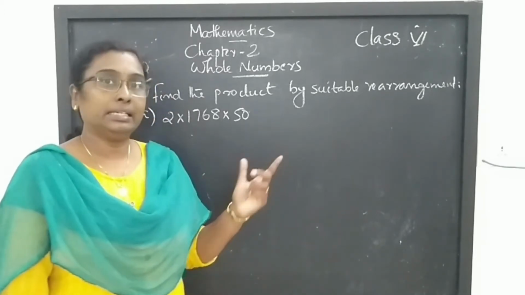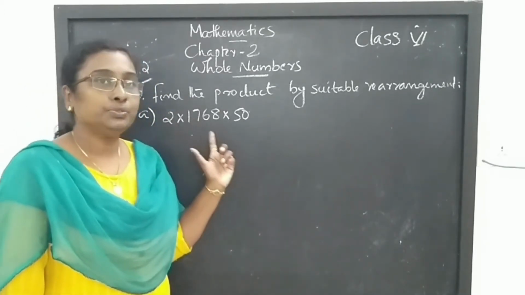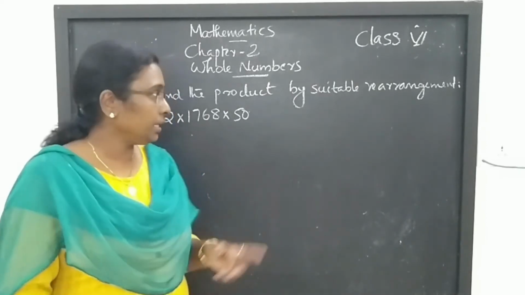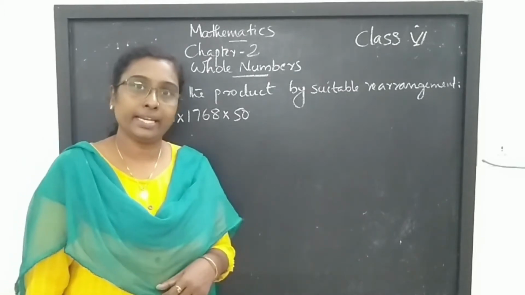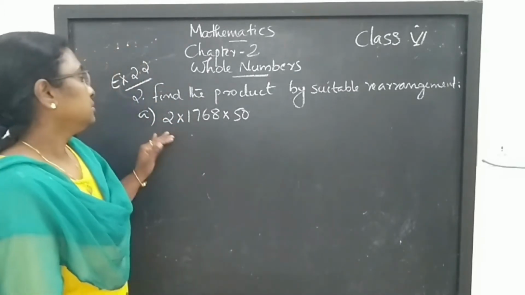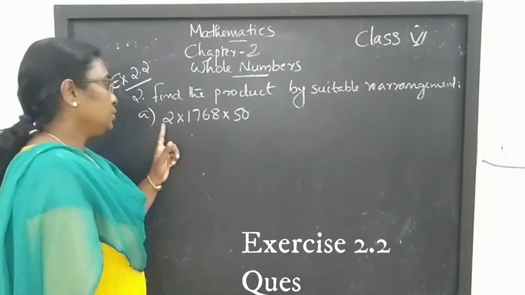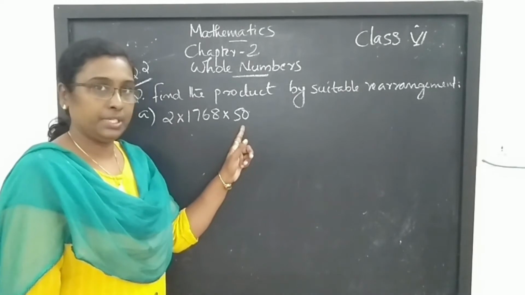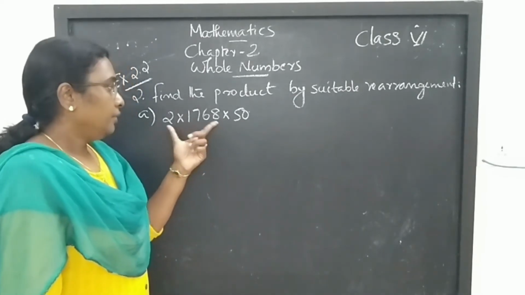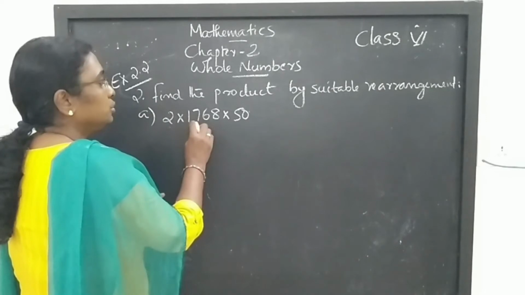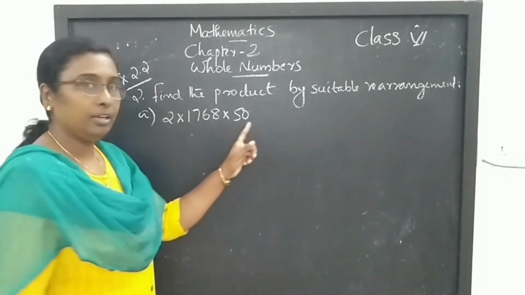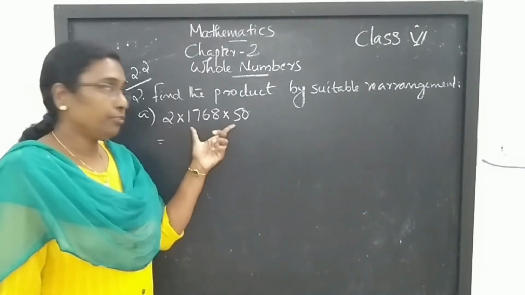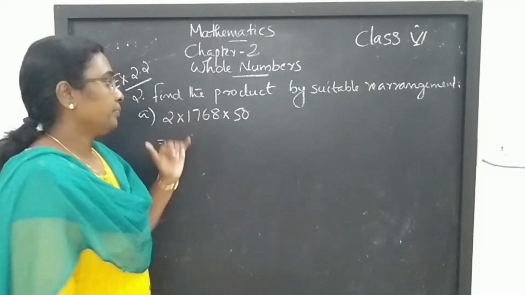Okay. In the last class we studied to find the sum by suitable rearrangement. Today we are going to study the product by suitable rearrangement. See here. Here the question is 2 into 1768 into 50. In this question the numbers are 2, 1768 and 50. According to associative property, we can find this product in any order.